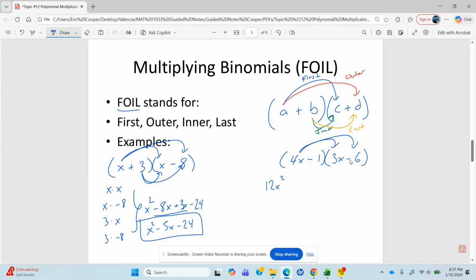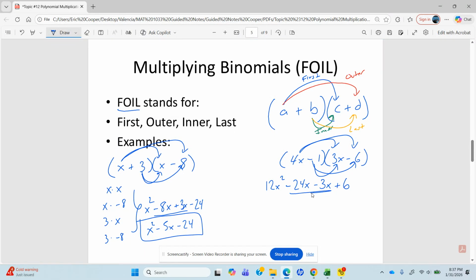Then we'll go to the outside. 4x times negative 6. 4 times negative 6 is negative 24. And we bring down the x that's with it. Negative 1 times 3x. Negative 1 times 3 is negative 3. And the x comes down with it. And then finally, negative 1 times negative 6. Two negatives multiply to make a positive.